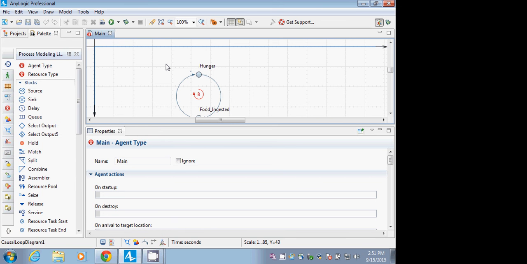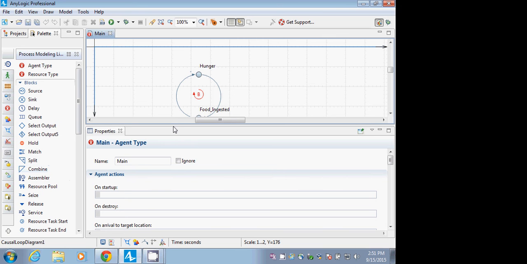So let's go take a look at this. We're going to build a little model that's going to give us some experience building up system dynamics models in AnyLogic.